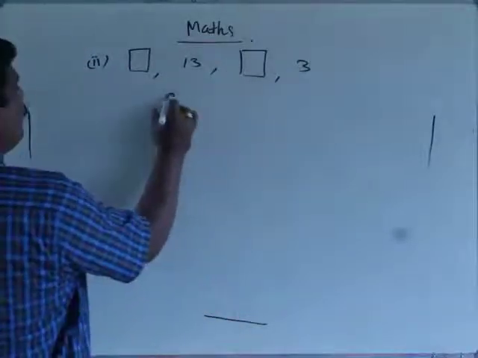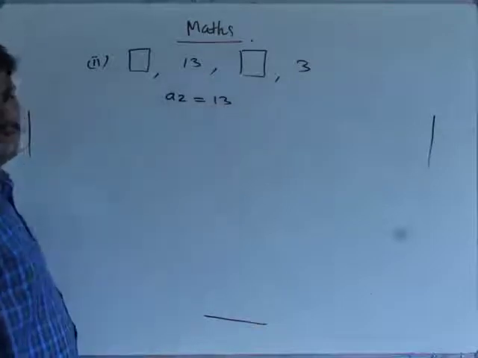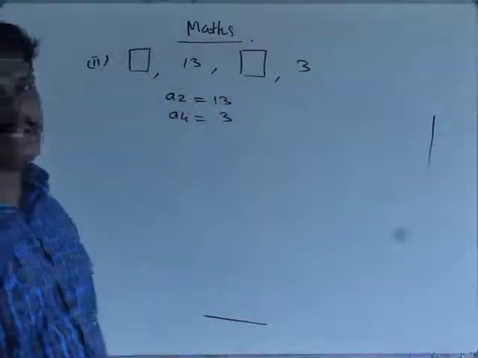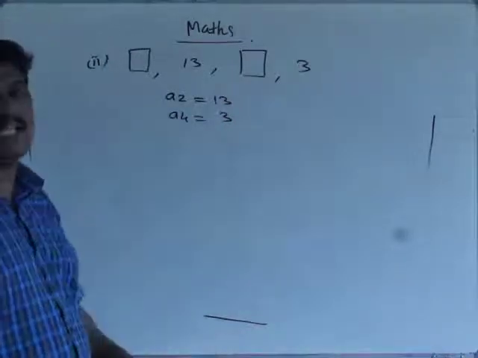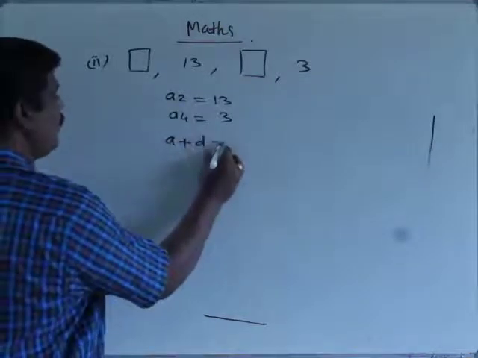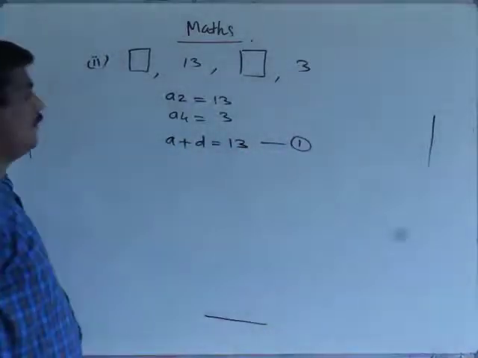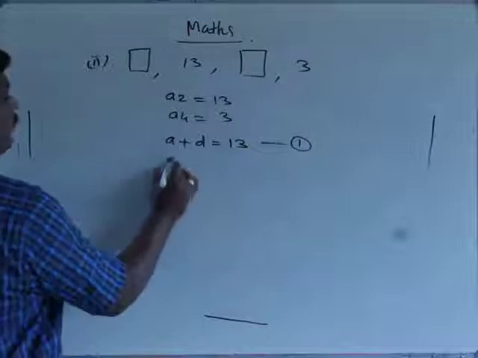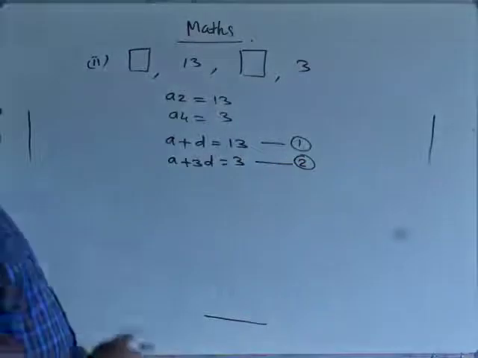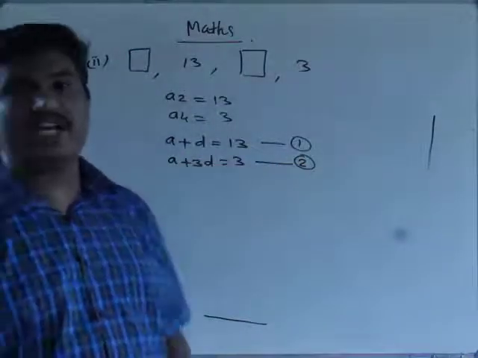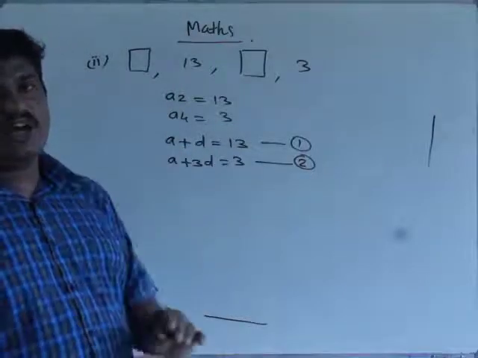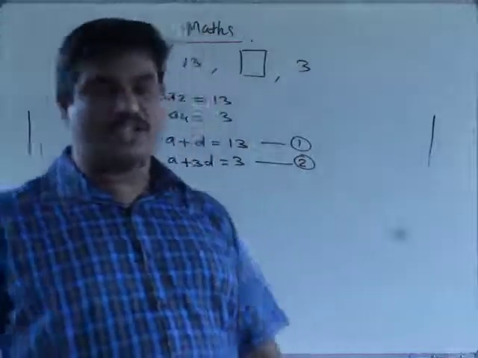So A2 equal to 13 and A4 equal to 3. A2 is expressed as a plus 1d, that is a plus d equal to 13, equation number 1. Then A4 is expressed as a plus 3d, so a plus 3d equal to 3, equation number 2. These are two linear equations, and all of you know linear equations. Here the variables are a and d. We can solve by the elimination method, solving for a and d.